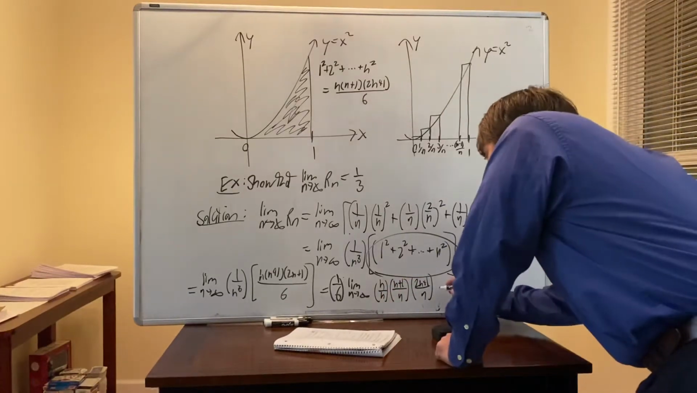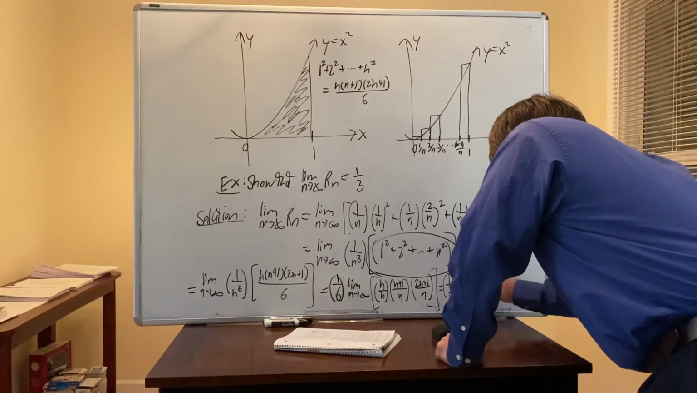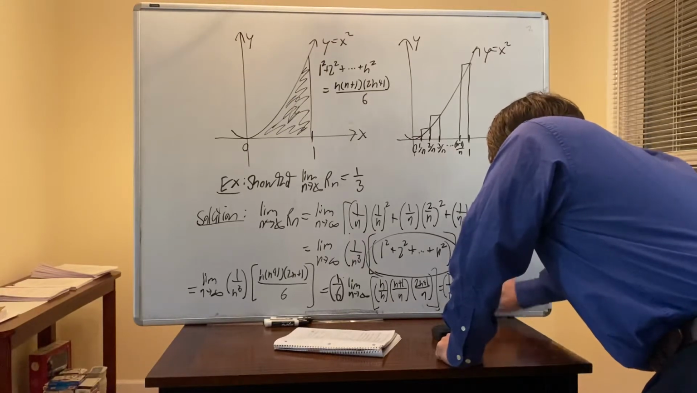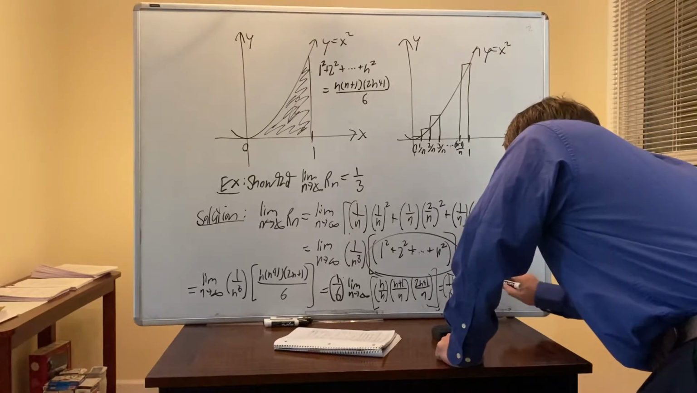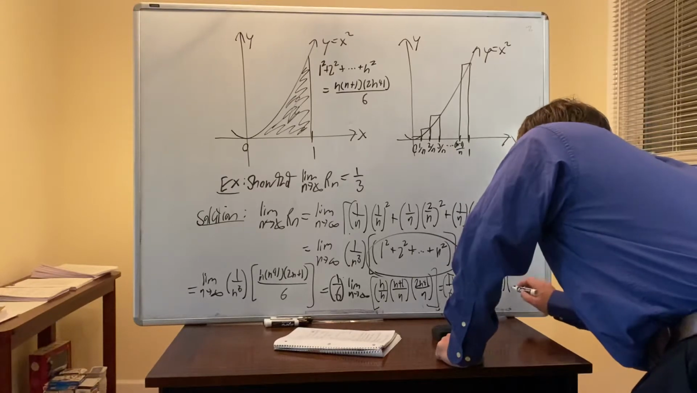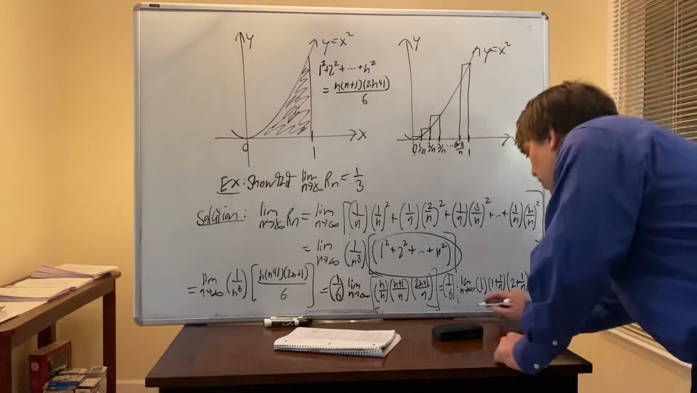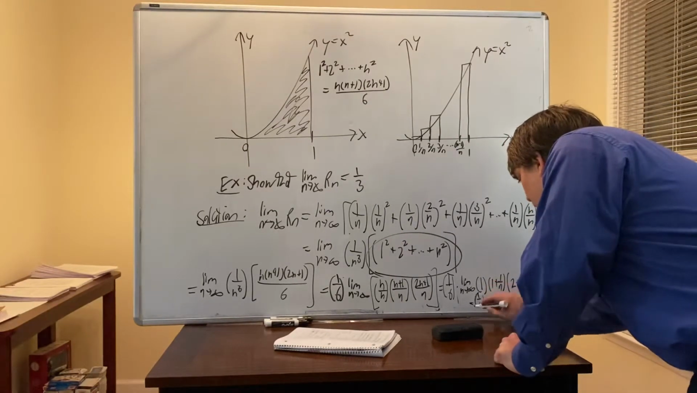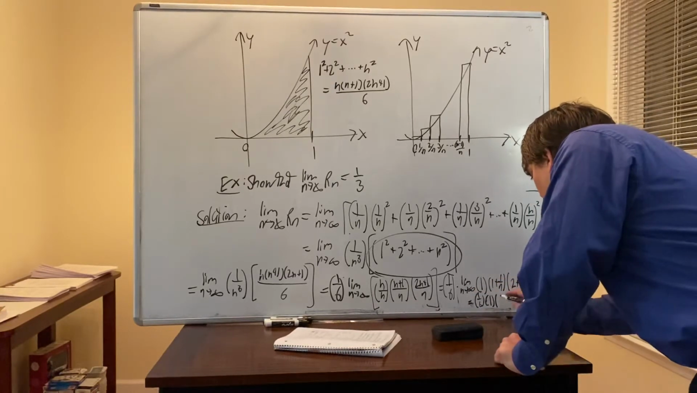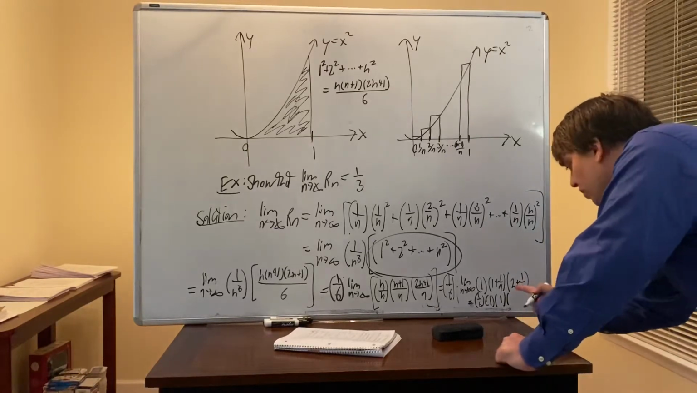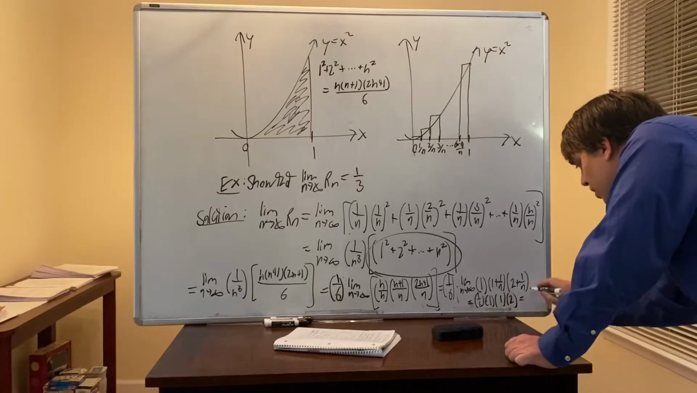And so this is equal to 1/6 times the limit as n approaches infinity of 1 times 1 plus 1 over n times 2 plus 1 over n. This is equal to 1/6 times the limit of 1 is 1. The limit of 1 plus 1 over n is 1 plus 0, which is 1. The limit of 2 plus 1 over n is 2. So 1/6 times 1 times 1 times 2 is 2/6, which is 1/3.